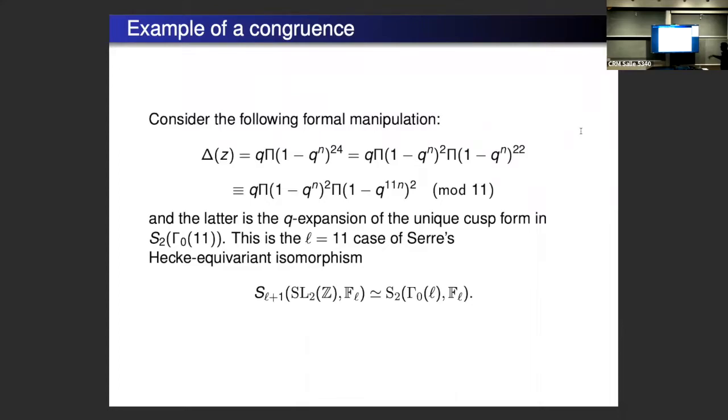And then S2 gamma naught 11 is exactly spanned by some modular form of weight 2 and level 11. It gives rise to this elliptic curve of conductor 11. And it explains more systematically this formal manipulation, right? So this is not just a formal manipulation; it's a general phenomenon for all primes.